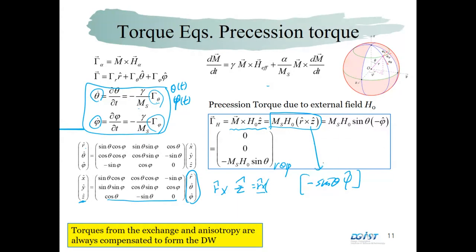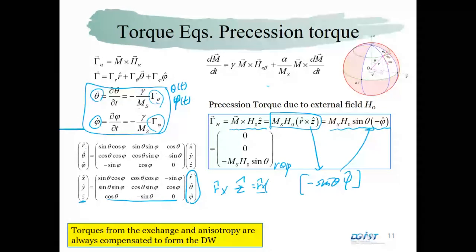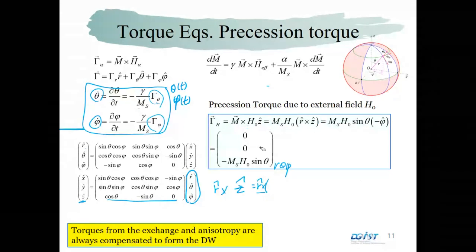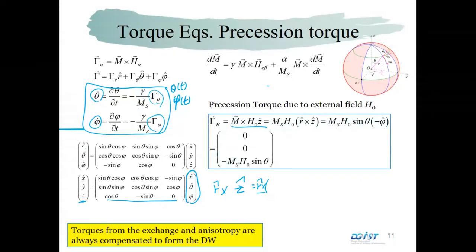The r cross g is here. So we can see this result. That means in an r, theta, phi representation, or polar coordinate system, the torque of this precession term gives us only the phi component here. So this is what we already learned.